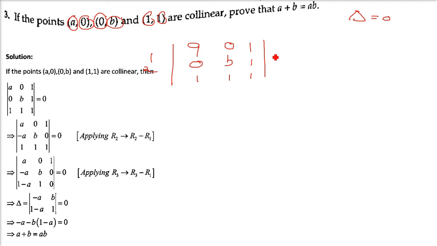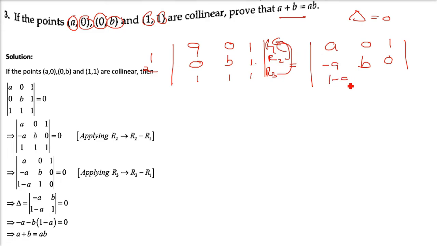If you multiply both sides by 2, it will be 0 only, so half can be cancelled. Basically, you have to change row 2 to row 2 minus row 1 and row 3 to row 3 minus row 1. So R2 minus R1 will be: 0 minus a is minus a, b minus 0 is b, 1 minus 1 is 0. Then we have R3 minus R1. This gives you 1 minus a, 1 minus 0 is 1 and 1 minus 1 is 0.